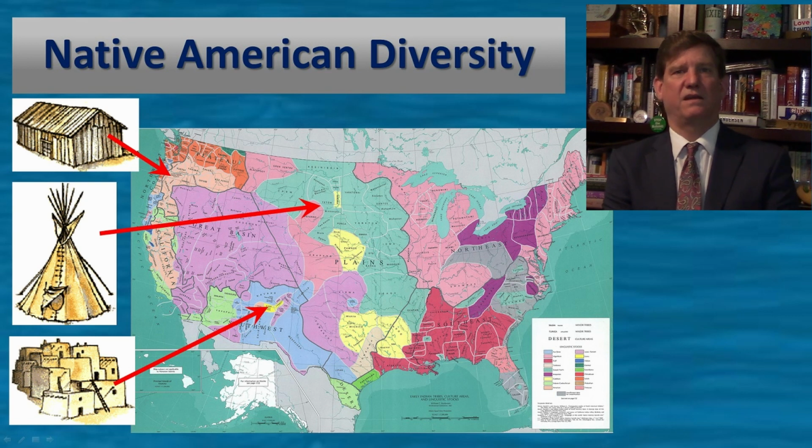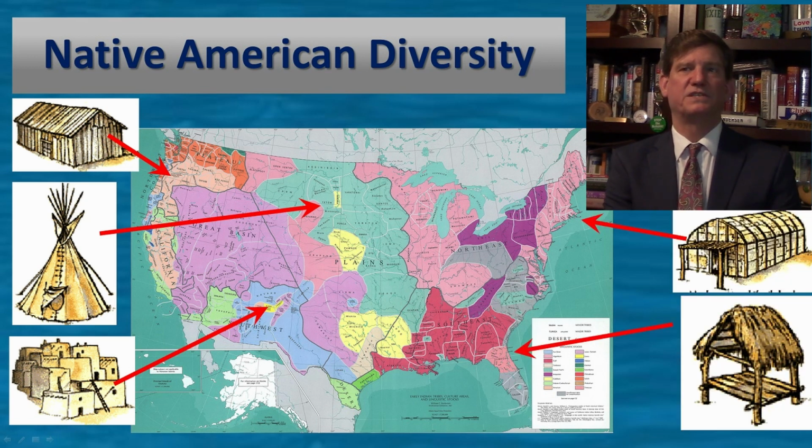On the other hand, on the Pacific Northwest, there's plenty of wood. Not a problem to build a wood structure. On the Great Plains, they had buffalo. They were able to take that skin and turn it into a portable shelter. If we go over to the Atlantic coast, you'll see another type of longhouse.